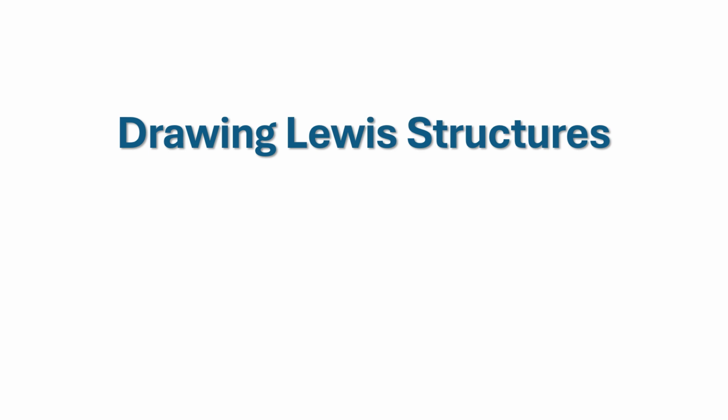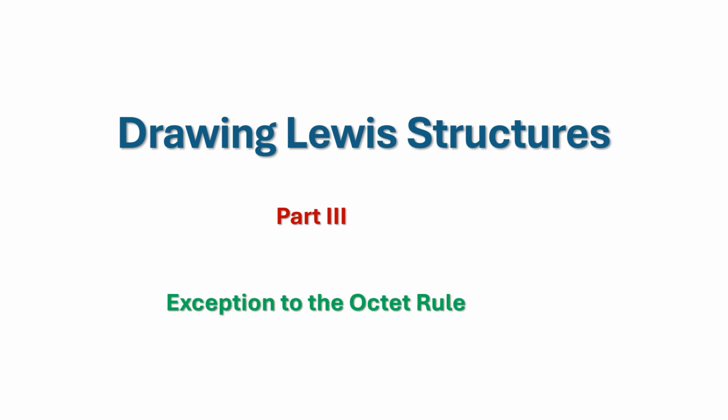Our topic for today is how to draw Lewis structures. And this is part 3, the final part in our installment for this series. And we're covering exceptions to the octet rule. So far in part 1 and part 2, the molecules that we have looked over obey the octet rule. But we have two examples here today where these two molecules do not follow the octet rule.